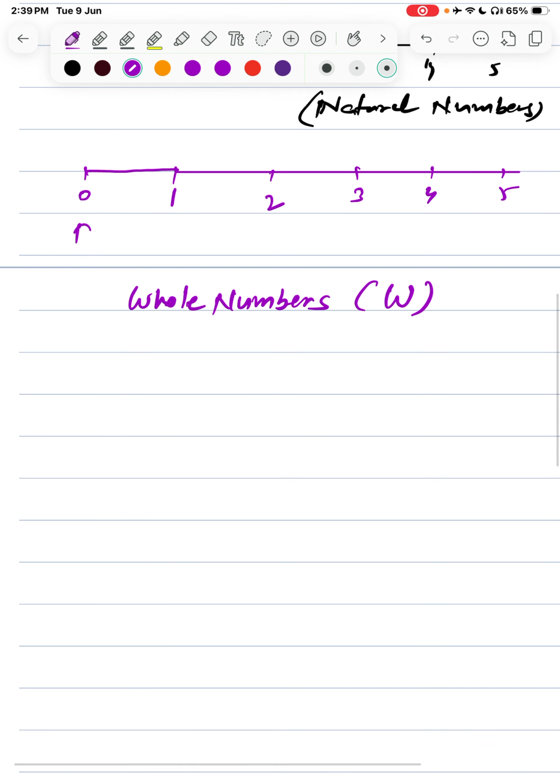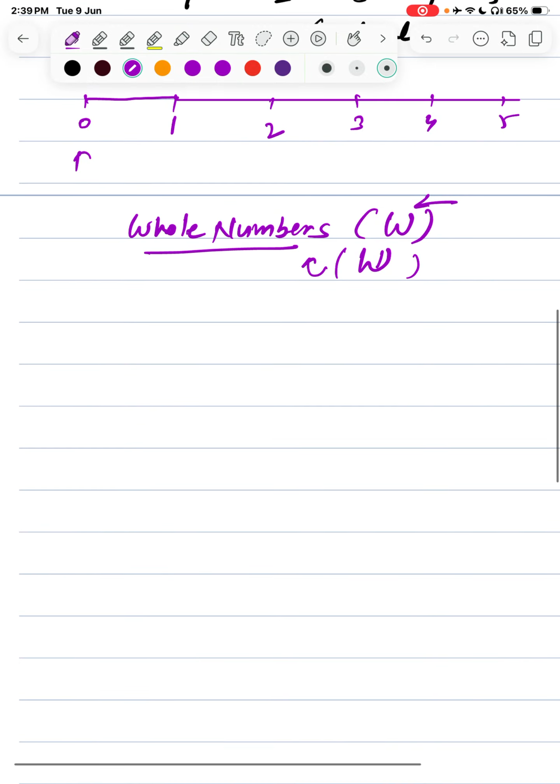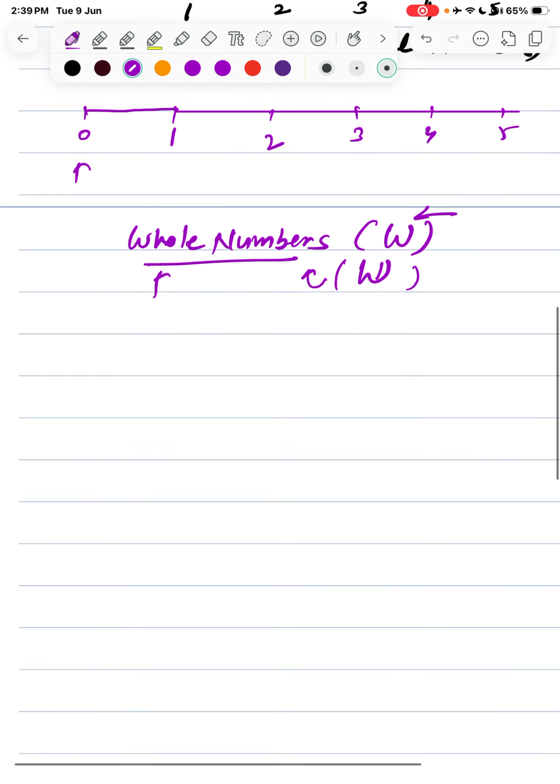In books, when you go to higher classes, you will see the notation has some differences. Sometimes they use this notation, and sometimes they have some other notation to distinguish between the letter W and the letter that is used for the set of whole numbers. And this Z sometimes.